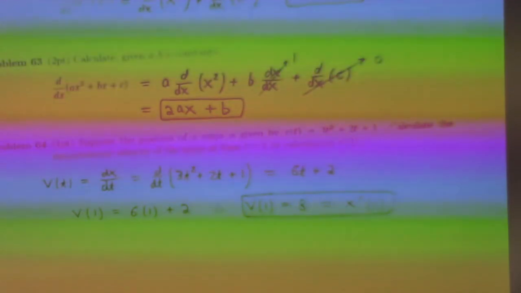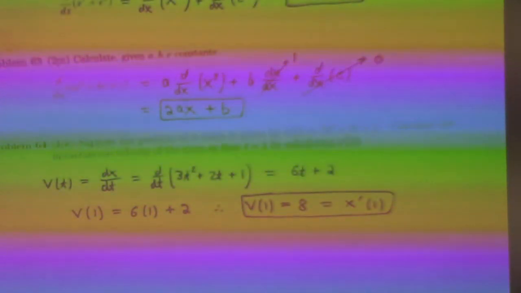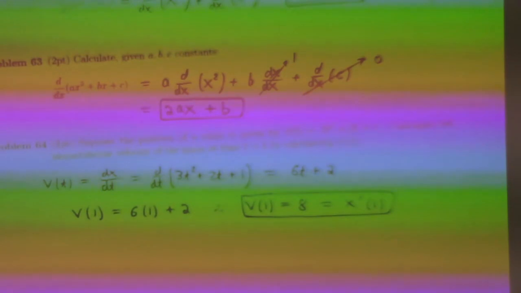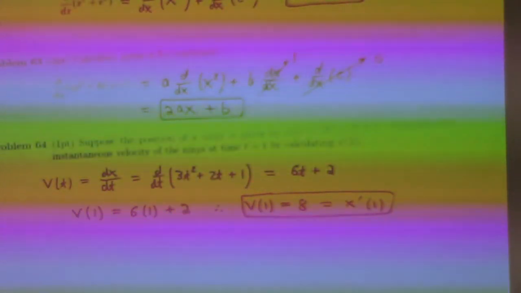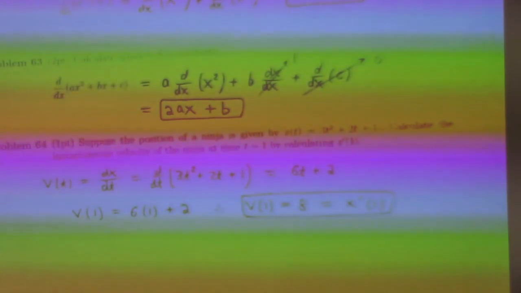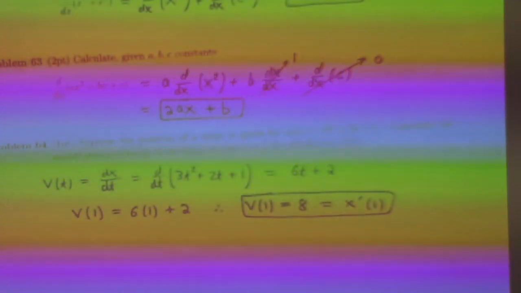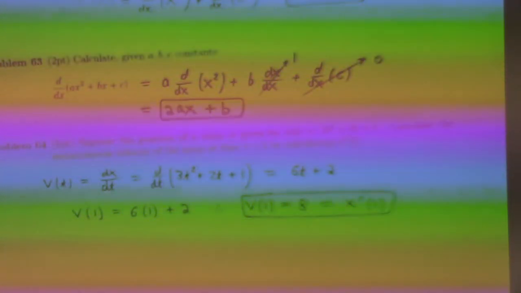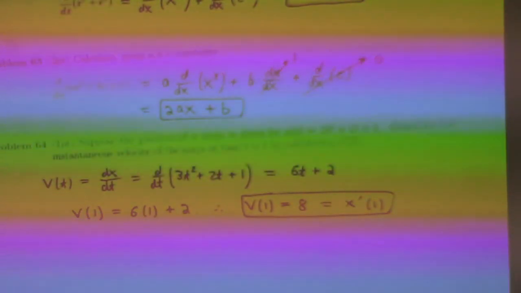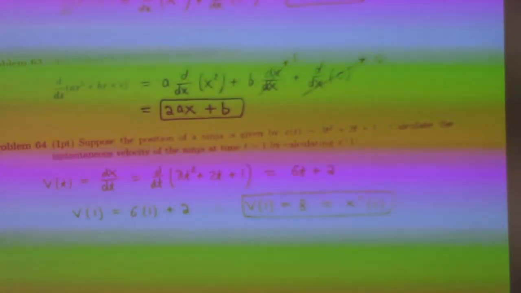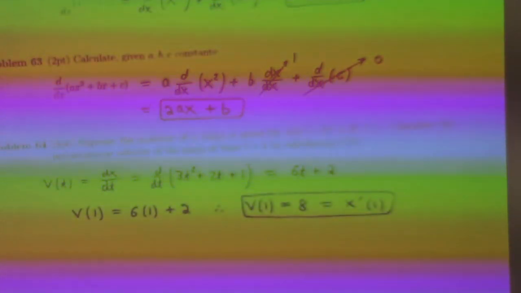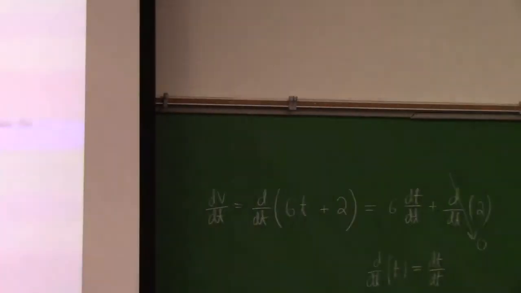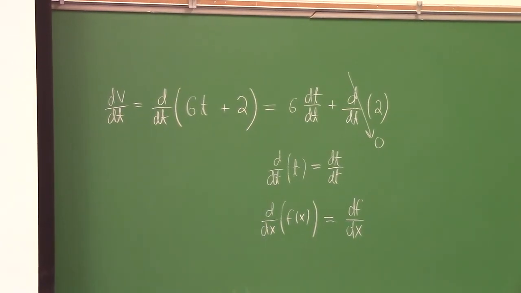d dt of t is what? 1. Mm-hmm. So what's the acceleration? Where'd the t go? Well, I could write it d dt of t if you want, but we use this as a notation. You know, d dx of f of x is df dx. This is the notation that people use. And since we're people, we're going to use it. Yes, it would just be 6.